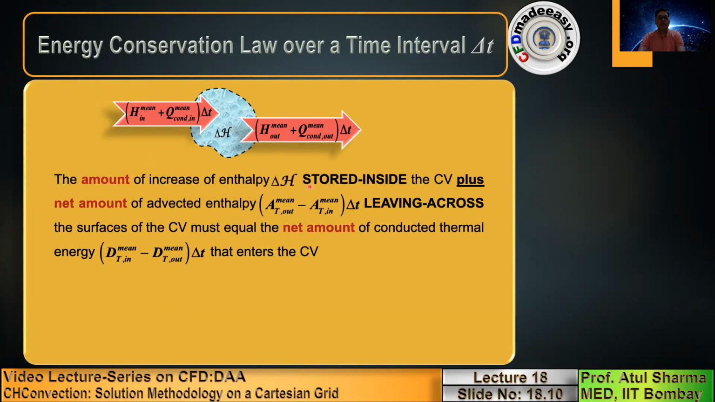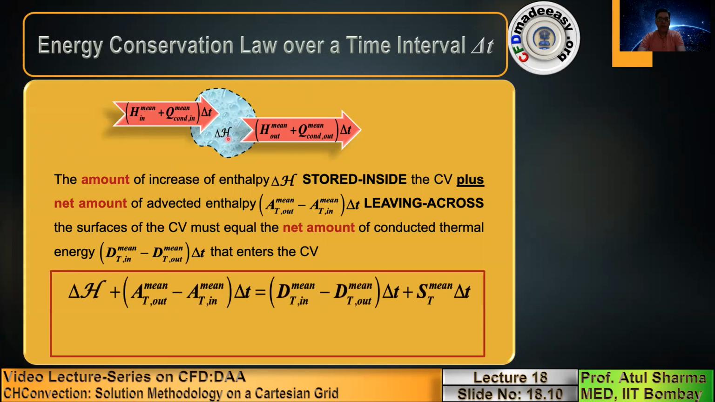So the amount of increase of enthalpy stored inside the control volume plus the net amount of advected enthalpy leaving across the surface of the control volume must equal the net amount of conducted thermal energy that enters the control volume. This was presented in the previous topic on computational heat convection, and mathematically it is expressed in this form. In the previous topic, note that instead of delta T we had H, and instead of DT we had Q. So here in this slide, this is presented using generic variables.